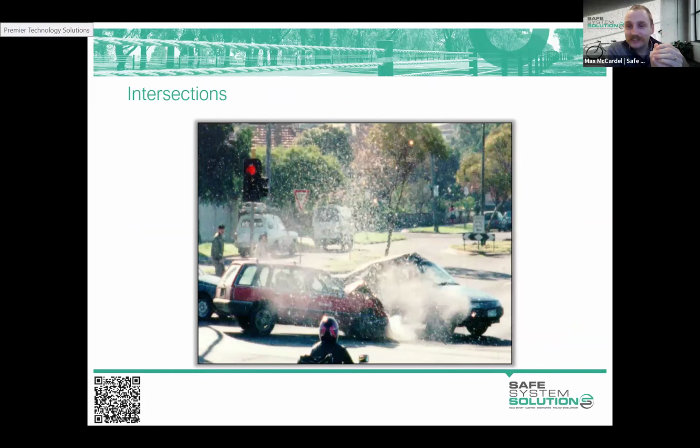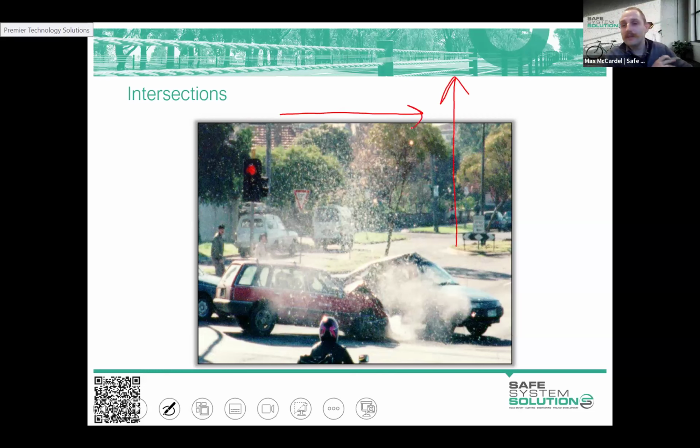Okay, intersections. Now, this is, I suppose, one of the common crash types that you'd be expecting to see when we do have intersection crash types, which is referred to as a cross intersection or a T-bone style crash. Basically, the front of the vehicle colliding with the side of the vehicle. All the wonderful safety benefits of the motor vehicle is within that front section. One of the weakest points of the vehicle is the side of the vehicle.